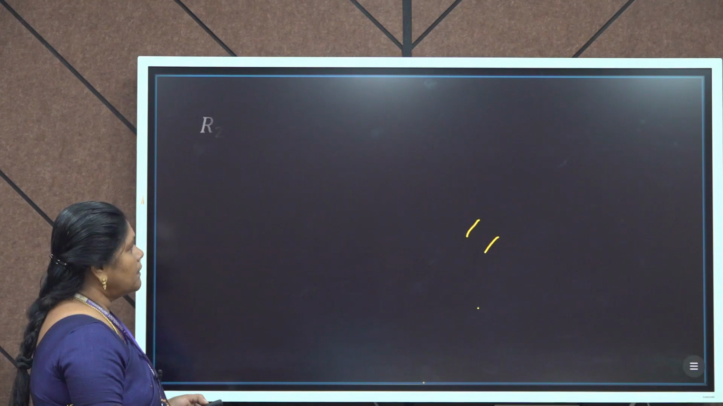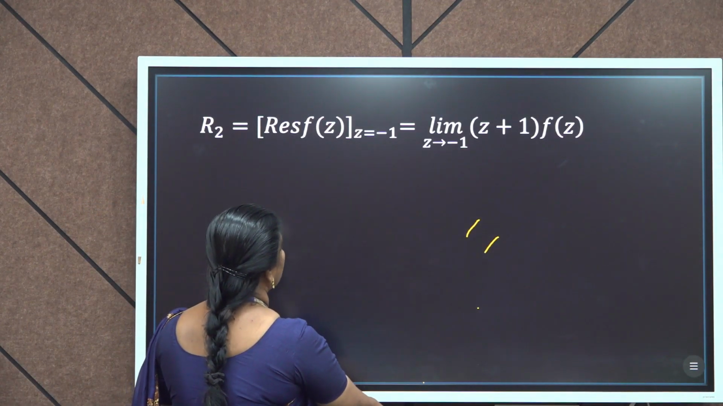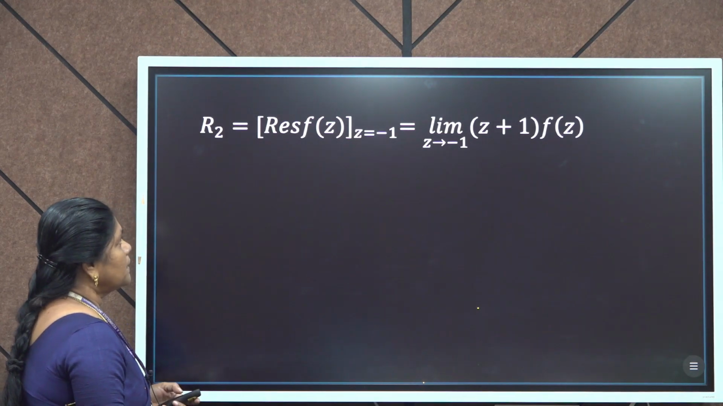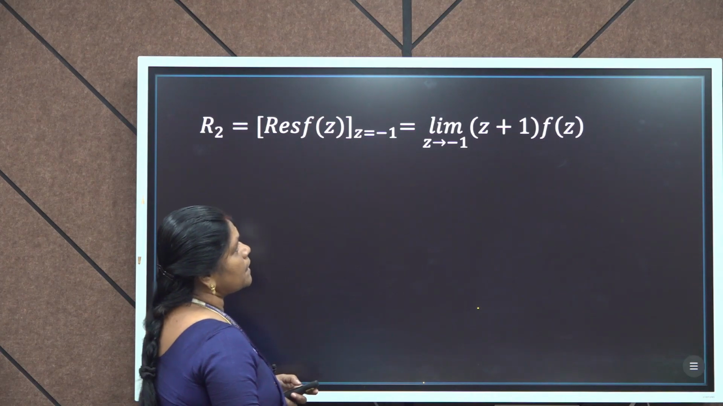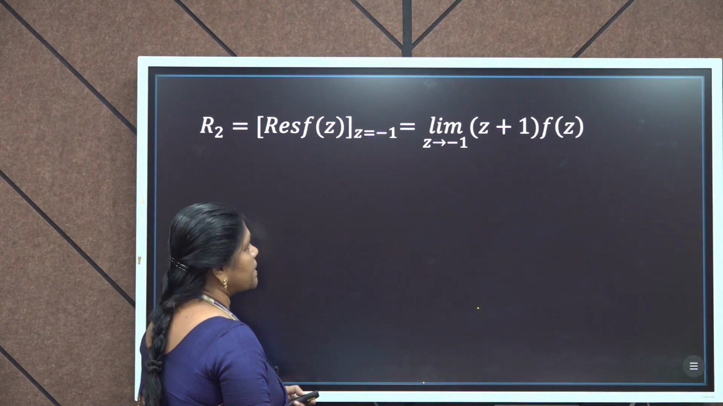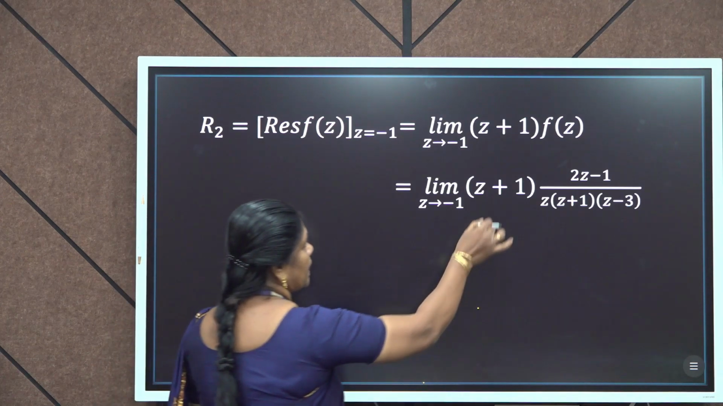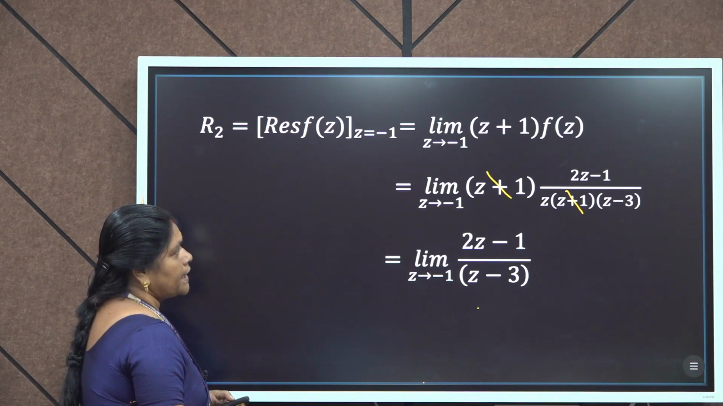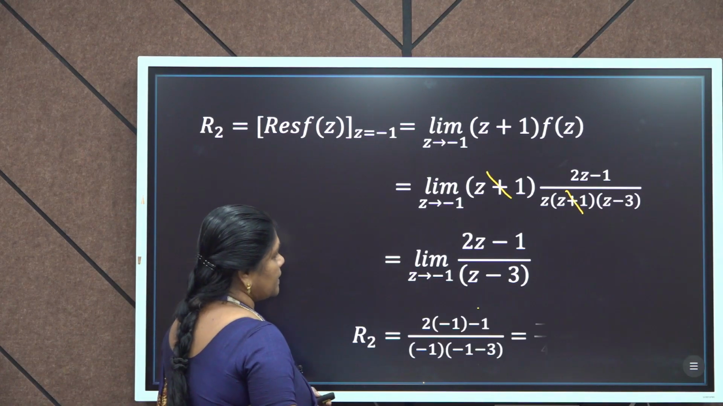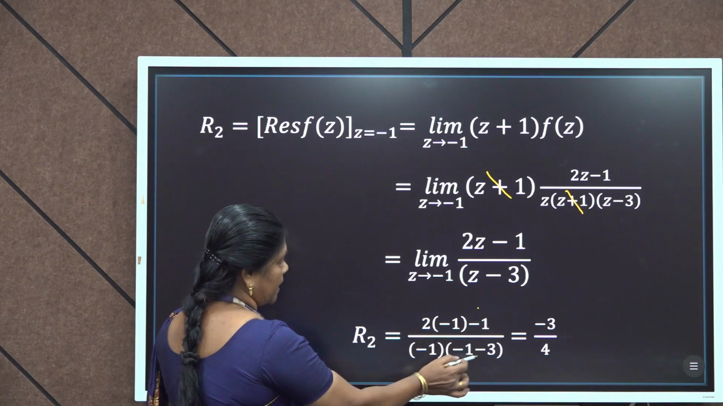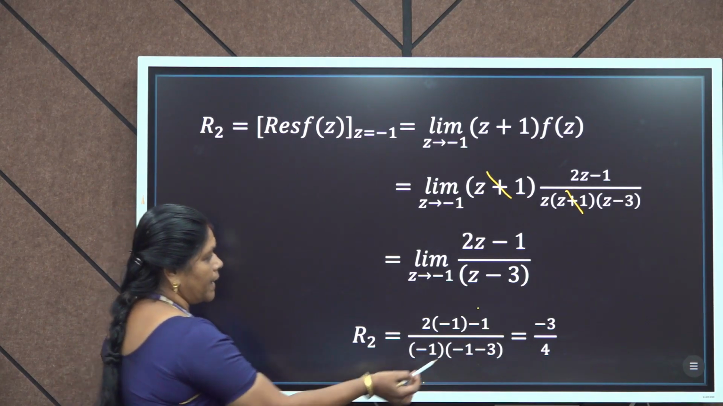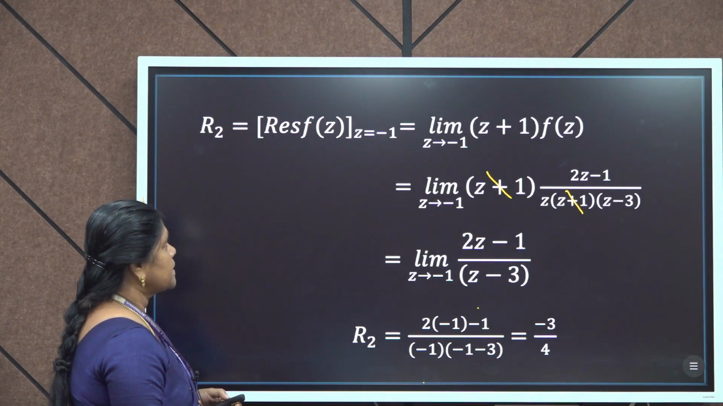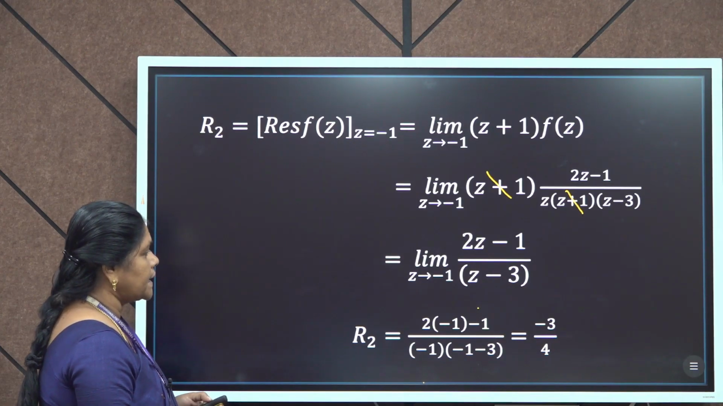Now let us find the residue of the function f of z at z is equal to minus 1. Limit as z tends to minus 1 of (z plus 1) into f of z. Substituting the f of z value here and cancelling z plus 1 with z plus 1, we get the value by putting z is equal to minus 1: 2 into minus 1 minus 1, divided by the remaining factors. After simplification we get minus 3 divided by 4. Therefore, the residue at z is equal to minus 1 is minus 3 divided by 4.